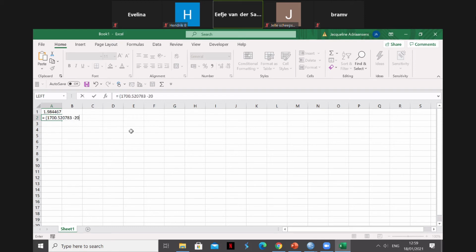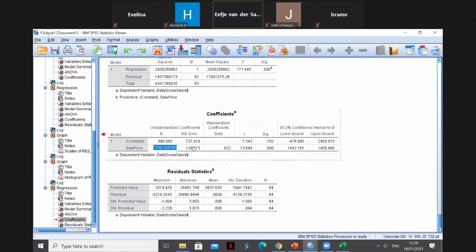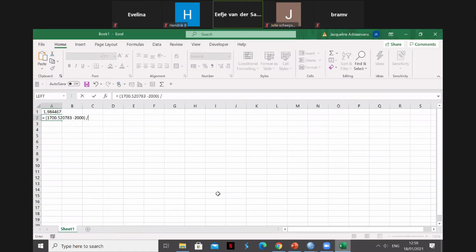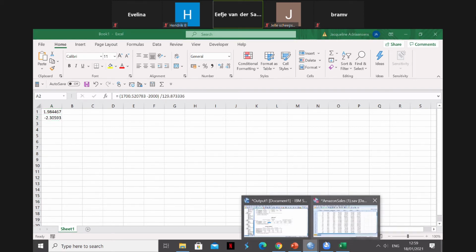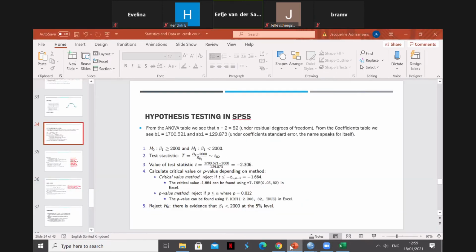You subtract 2000 from it because that was the hinge, and you divide it by this number. Copy, put it in there, and you get an answer. So this is our t-value, right? Okay. I think, yeah, that's the same answer. Then you can calculate either the critical value or the p-value.